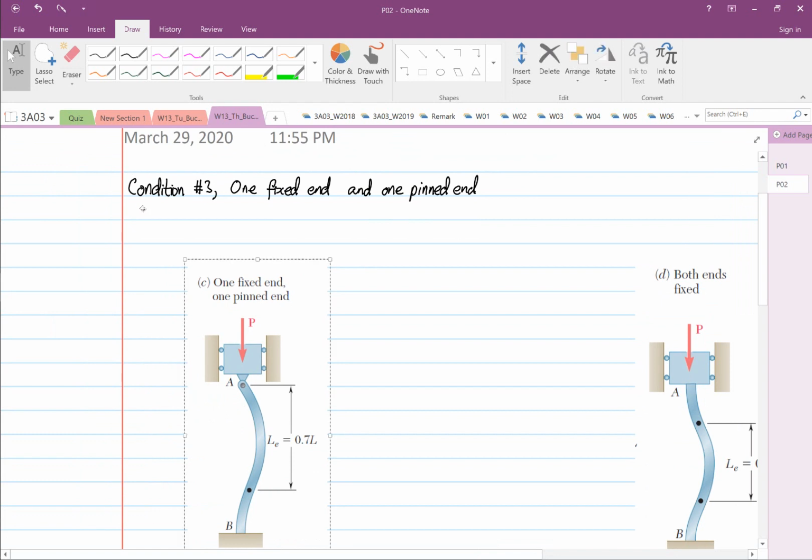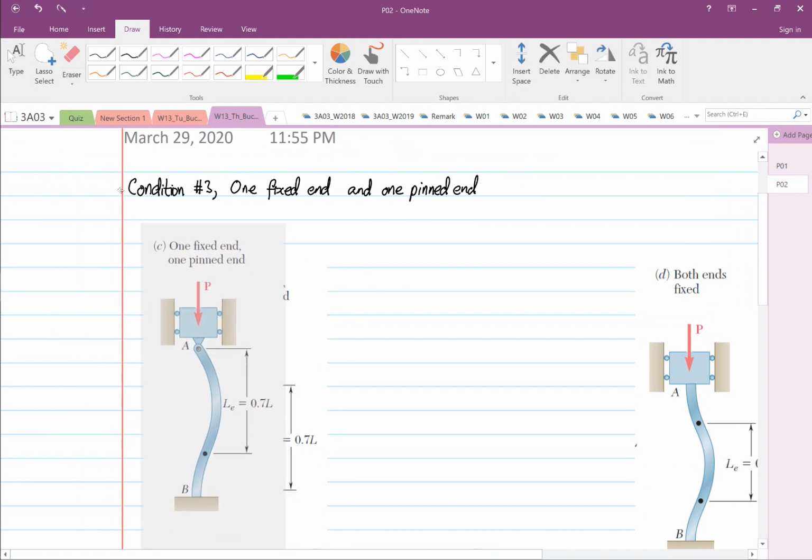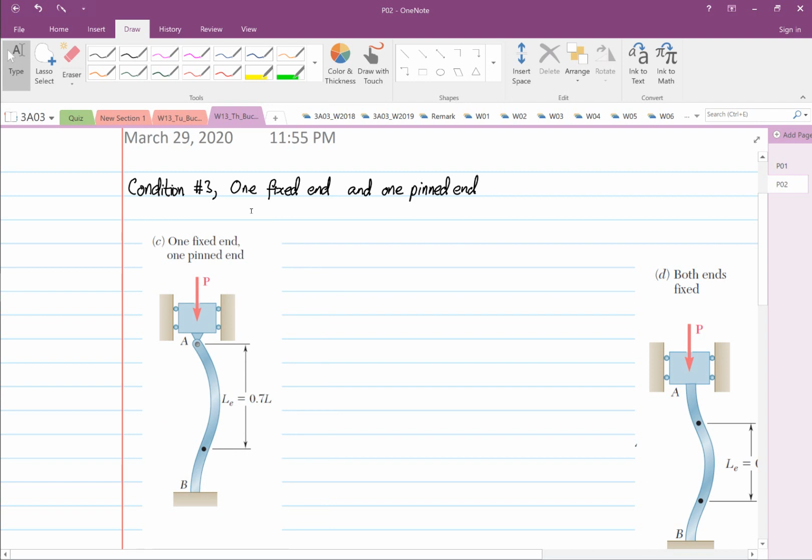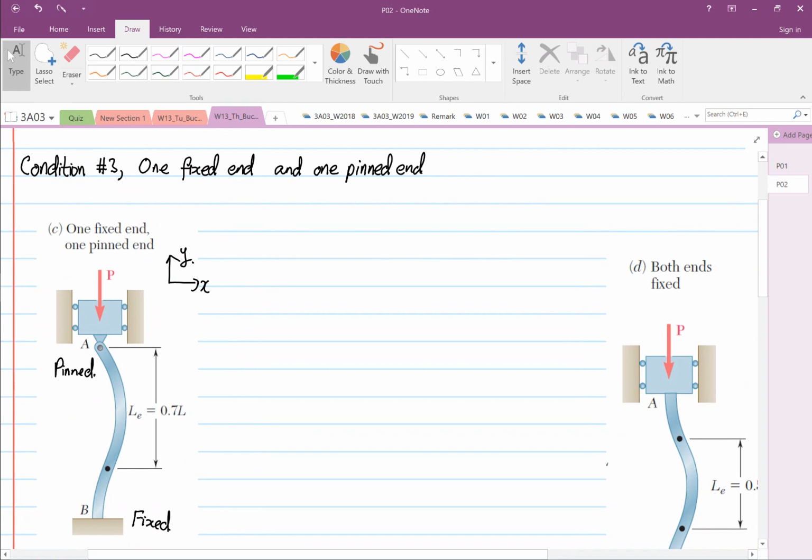So one end is fixed, right? So you don't allow rotation at point B. So this is what we call fixed. And this end is what we call pin. It's allowed to rotate. It's only restricted from the x direction. It can still move in the y direction. That's why the y direction is an arrow or on a roller.